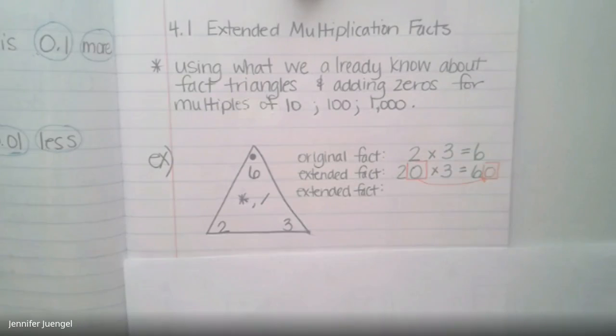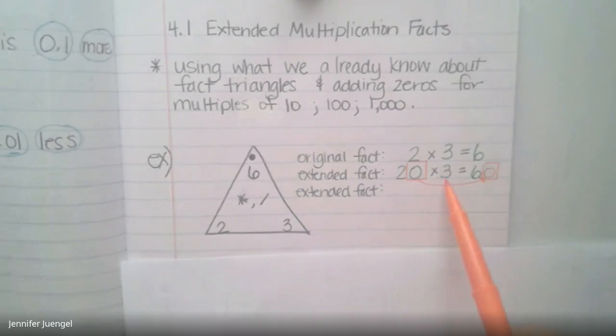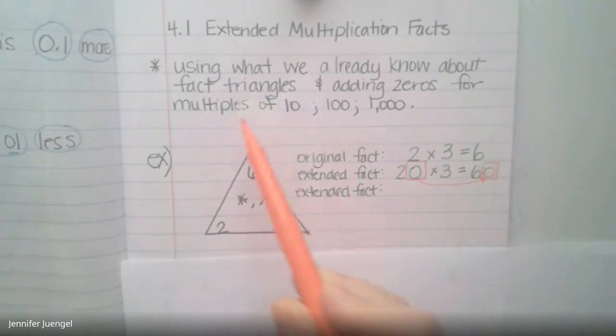I can even switch that around if I wanted to, and I could call it 2 times 30, and it would still equal 60, because as long as I'm adding 1 zero to one of the digits in my multiplication problem, to one of the factors, however many zeros I add to the factors, that's how many zeros I add to the product, because I'm multiplying by multiples of 10.